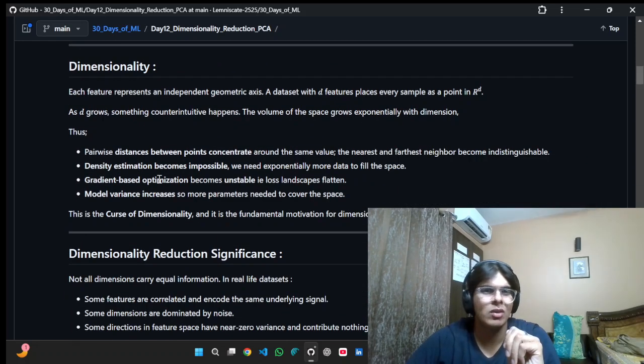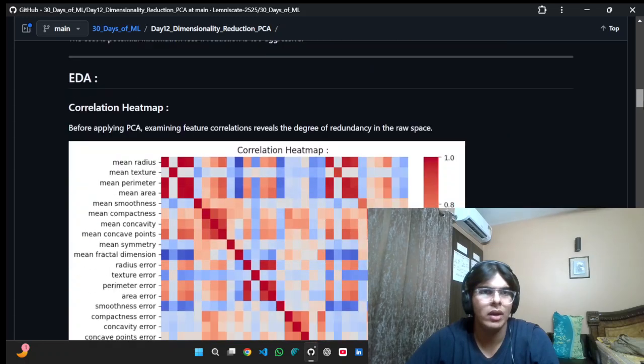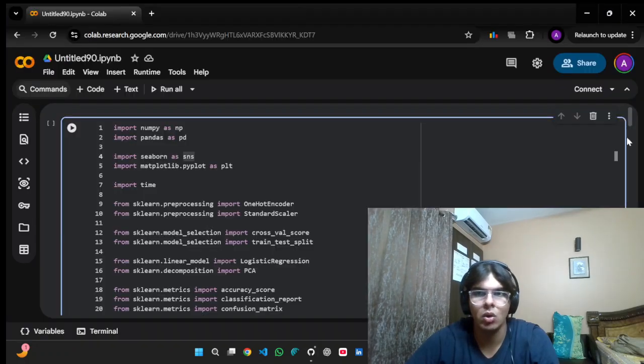So this is something you can again read: dimensionality, and what reducing and increasing it does. I have discussed it all. Then the curse of dimensionality. Now coming to the EDA. So we have done the EDA. Let me show it to you in the code.